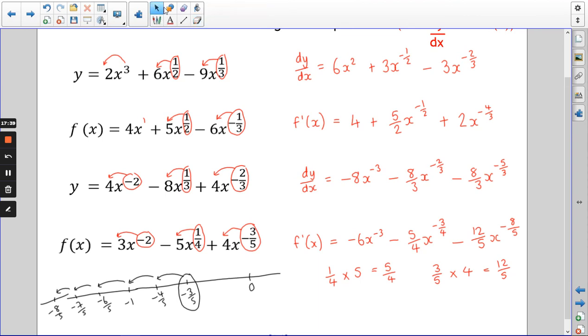Okay, careful with negatives because it's very easy to miss the changing of the sign. Careful when you bring your fraction down and multiply by the existing coefficient, and be really careful dropping your power by 1, because when you're working in fractions that's very easy to go wrong as well.